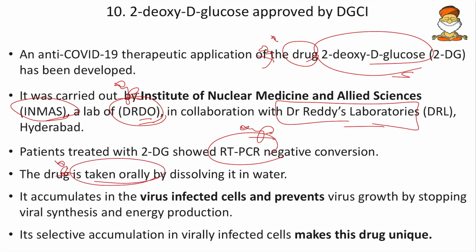And it accumulates in the virus infected cells and prevents virus growth by stopping its viral synthesis and energy production. So, reproduction and energy production of the virus will be stopped by this drug. So, mark this. And then its selective accumulation in virally infected cells makes it a unique drug. So, selectively it sits only on virus infected cells, not on every cell. So, there are minimum chances of side reactions also. So, remember this 2-deoxy-D-glucose, which is a drug, not a vaccine.